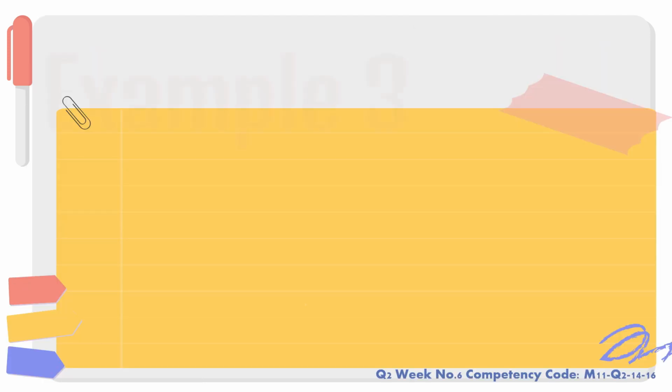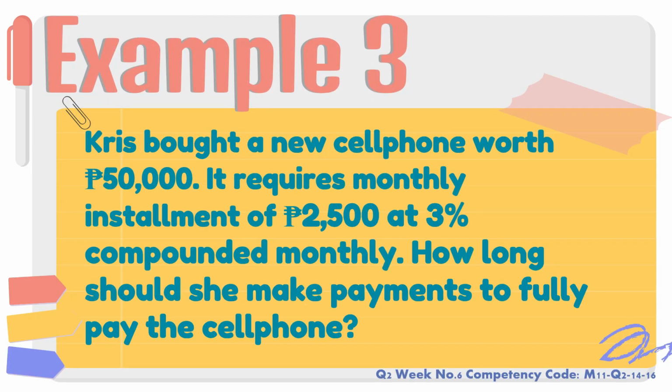Let's have example number 3. Chris bought a new cell phone worth 50,000 pesos. It requires a monthly installment of 2,500 at 3% compounded monthly. How long should she make payments to fully pay the cell phone? On this example, we will solve the t.